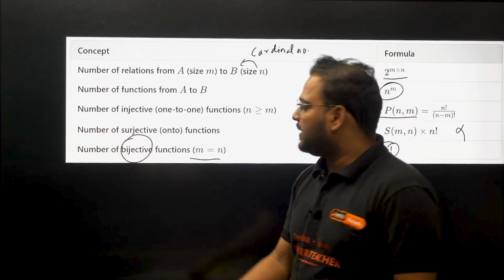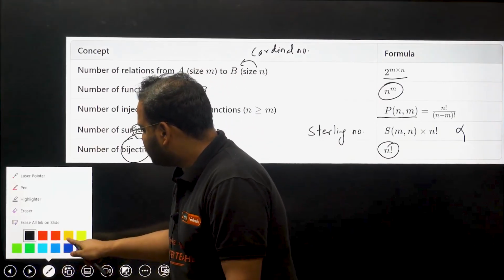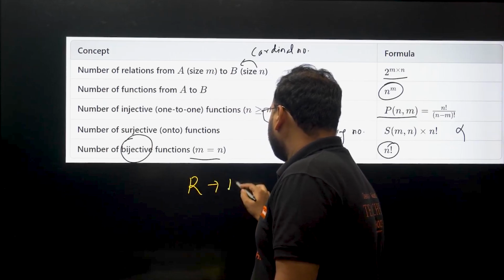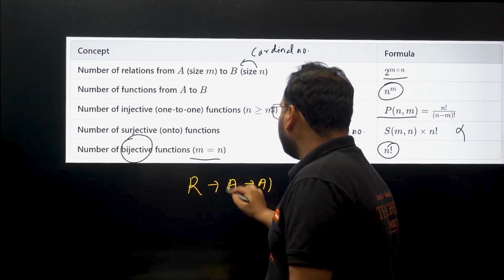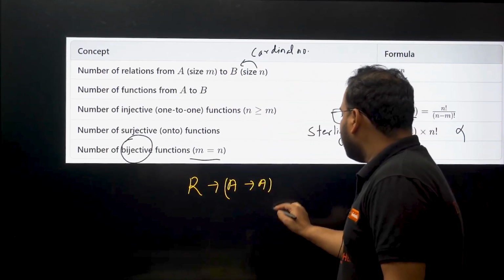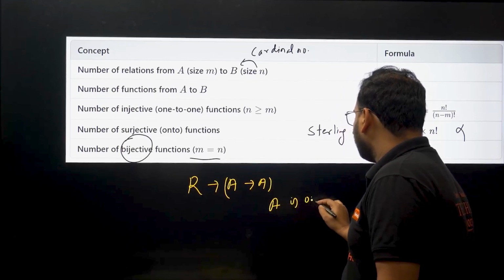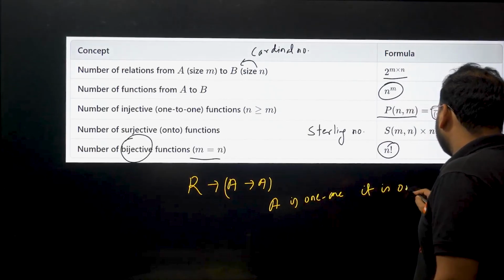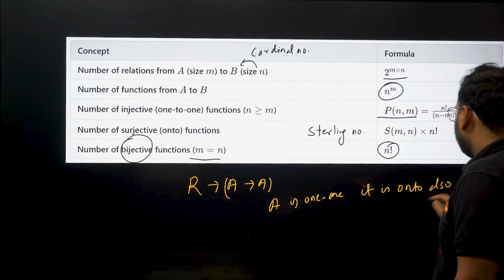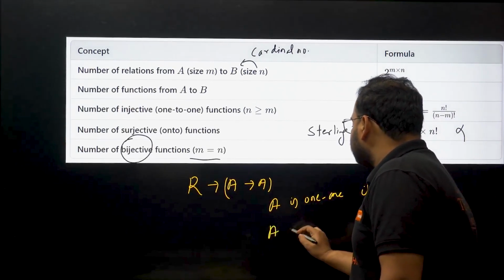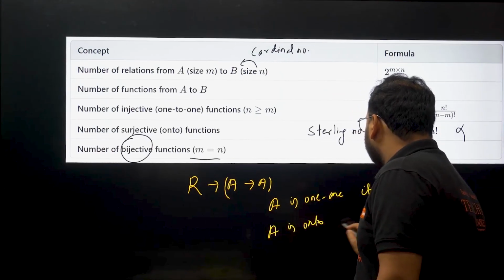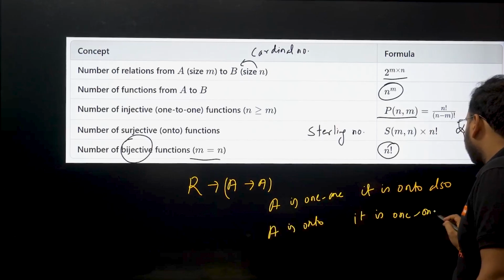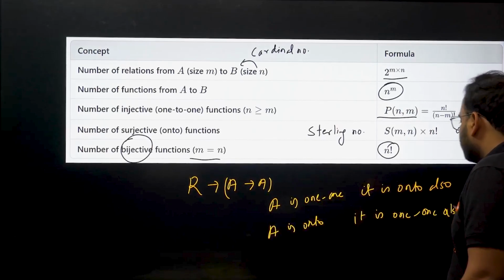Remember, this is a property. If a set is defined from itself, if I am defining a relation like this, A to A, defined on itself, then if it is 1-1, it is onto also, and the reverse is also true. If it is onto, then it is 1-1 also. We use this method.